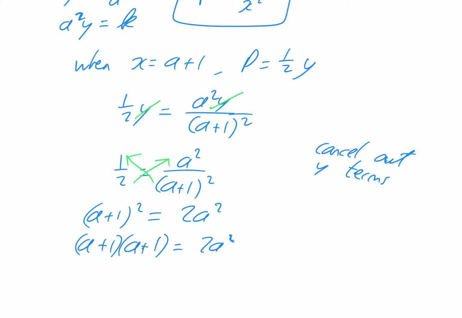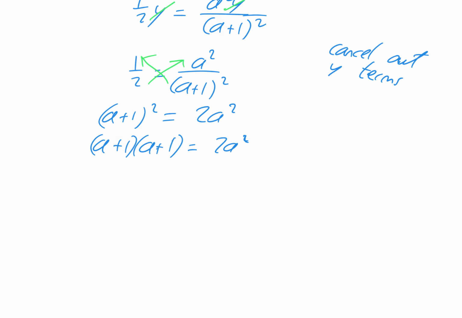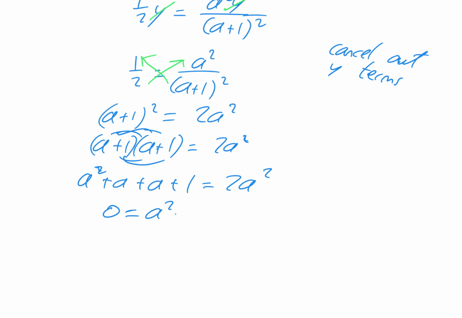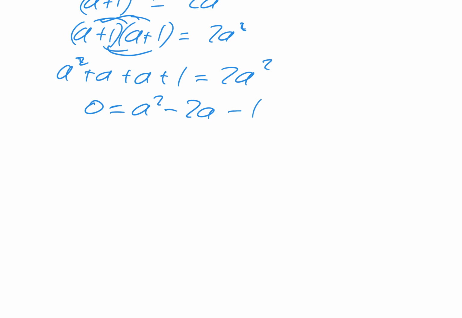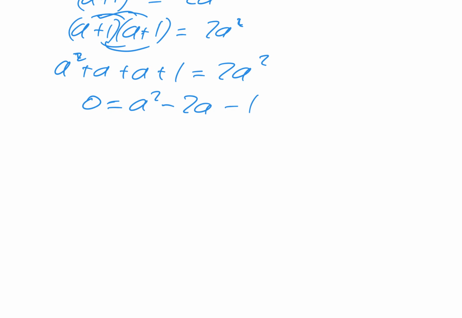When you do that out, you will get a times a, which is a squared. A times 1 is a. 1 times a is a. And 1 times 1 is 1. That equals 2a squared. I would bring it all to the left-hand side. So you'll have a squared minus 2a minus 1, and I don't think that factorizes, so we're going to use our quadratic formula.